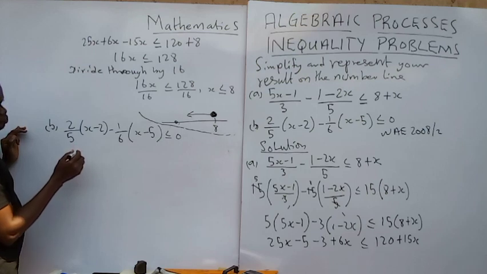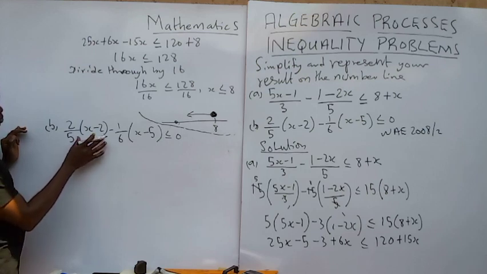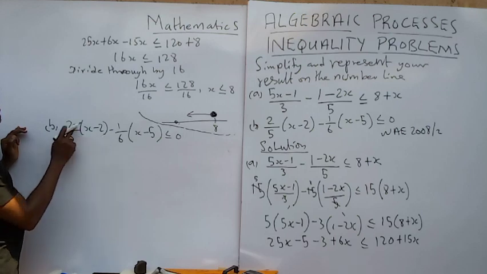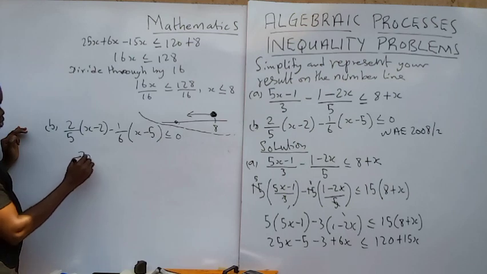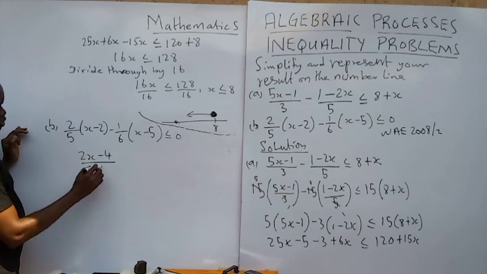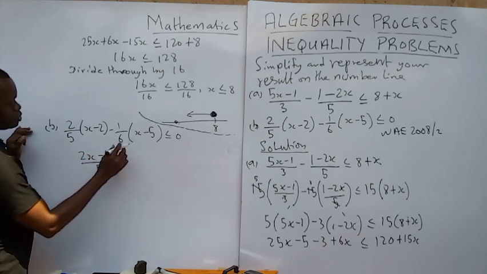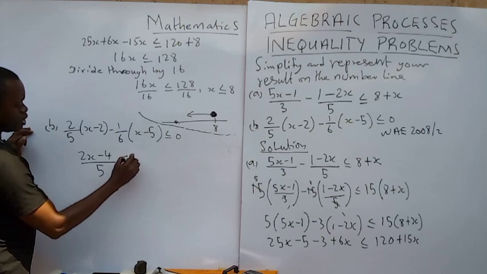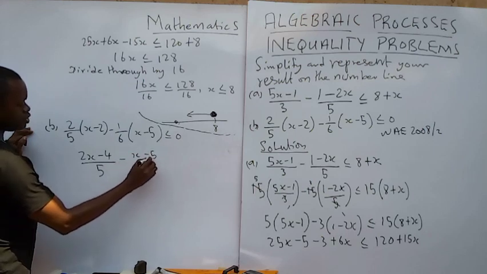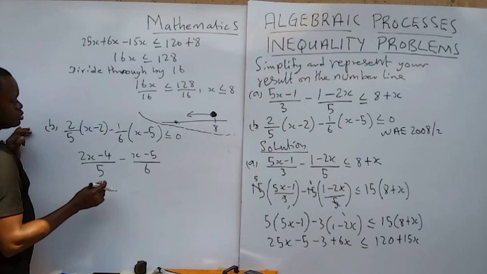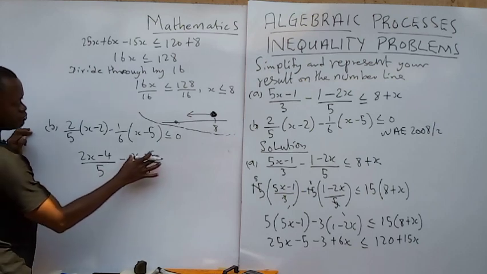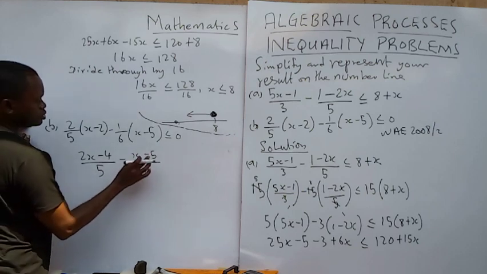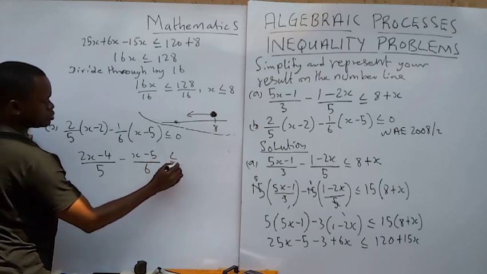permits me to rewrite this as 2 times x will give me 2x. That is, I'm opening these brackets, 2x, and 2 times this will give me minus 4 all over 5. Then minus 1 times this, all of this will be x minus 5 over 6. This minus is still there. It has not taken effect here. So that's why this minus is still retained, less than or equal to 0.